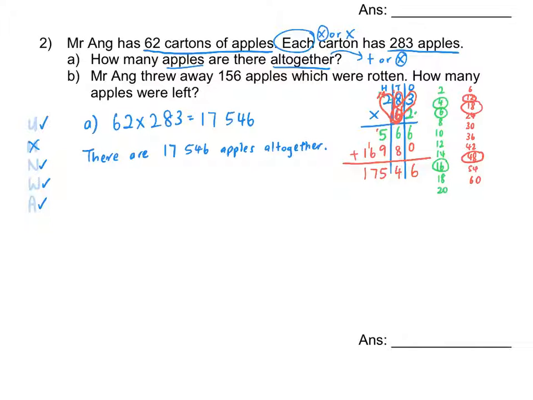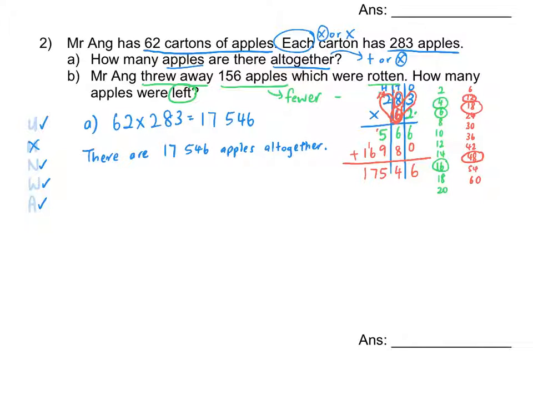Mr. Ang threw away 156 apples which were rotten. How many apples were left? Now, because he threw away, so what will happen now? Will there be more apples or fewer? There will be fewer apples now. So if it is fewer, what should we do? Plus, minus, times, or divide? We should minus. Okay, the next question will be what minus what?